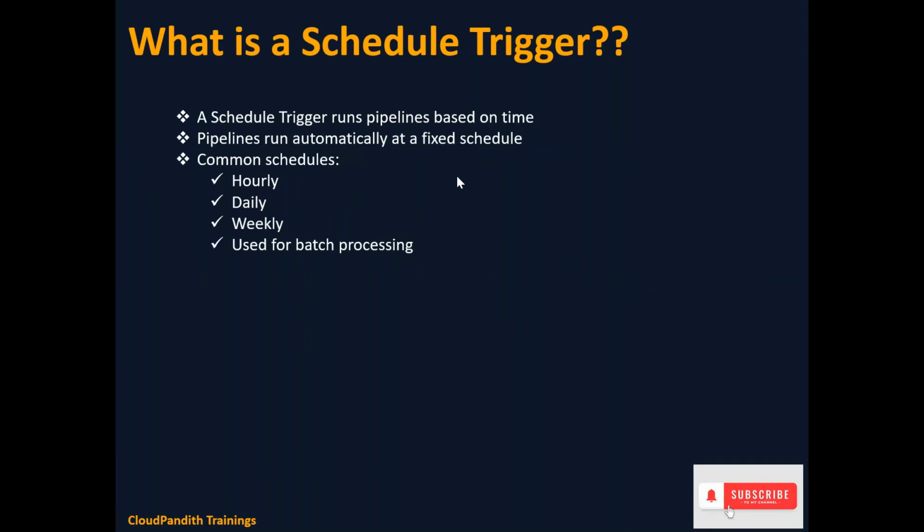Now let's understand what a schedule trigger is. A schedule trigger runs a pipeline automatically based on time, team. Once configured, the pipeline runs on a fixed schedule without manual intervention. Automatically, it is going to run. The common schedules include hourly, daily and weekly runs, team. Schedule triggers are mostly used for batch processing workloads. Batch processing means it will collect data for an hour and process it, or collect data for a day and process it. That's how it will process the data.